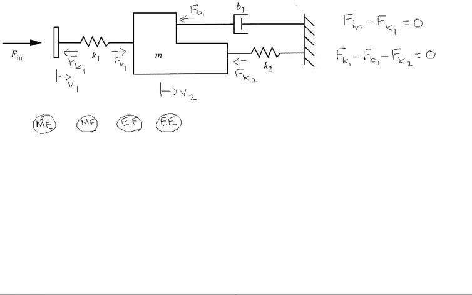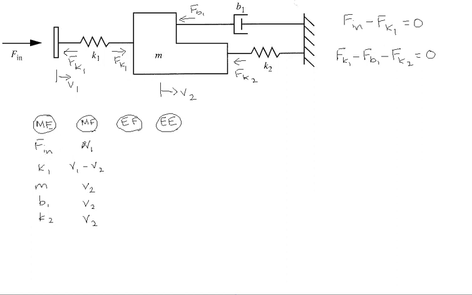We next consider the mechanical elements, the mechanical flow, the electrical flow, and the electrical elements. It is quite easy to list down all the mechanical elements, which are F in, K1, M, B1, and K2. We next associate the mechanical flow to the element.